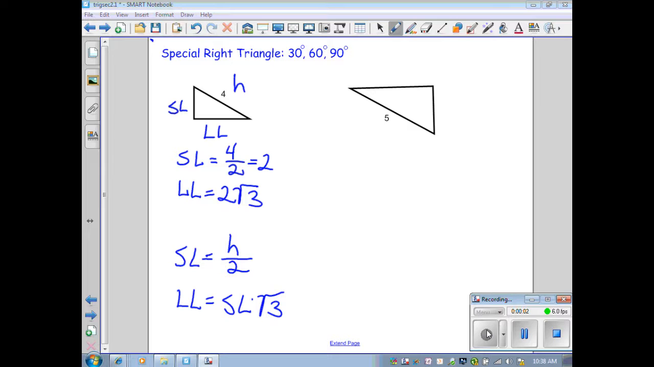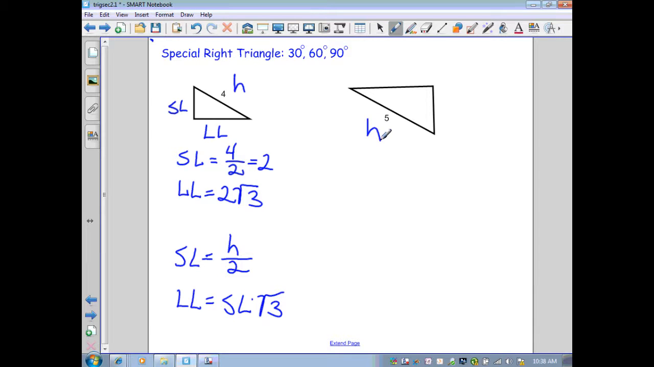Let's solve the next example. On this 30, 60, 90 triangle, of course, I'm given a right angle, and opposite that is the hypotenuse. I also have my smallest acute angle. Opposite that is my short leg, and my largest acute angle, and opposite that is my long leg. In the same procedure we had before, I need to find my short leg first. Short leg equals hypotenuse divided by 2. My long leg is my short leg times the square root of 3.